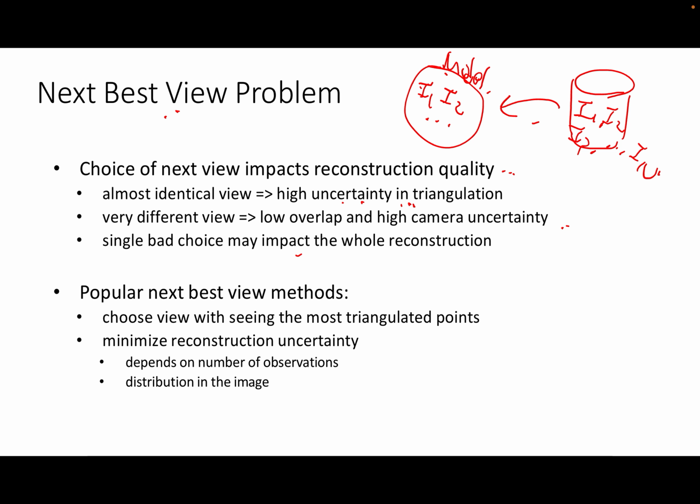And a single bad choice may impact the whole reconstruction because incremental SfM is a kind of progressive algorithm. Progressive, autoregressive, or any gradual algorithm. Global SfM tries to use all the pairs together. That is not a progressive algorithm, but incremental SfM iteratively gets images from the database and gradually improves the reconstruction quality. So a single bad choice may impact the whole reconstruction. So we need to be careful when choosing the next best view from our database.